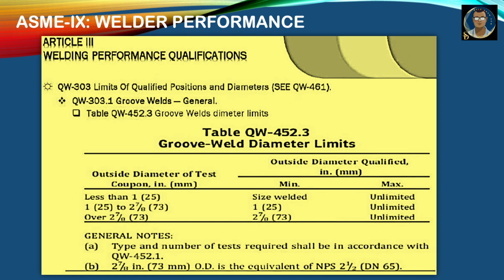For the groove and fillet, he will be qualified for all. Article 3 is welding performance qualification. QW303, limits of qualified positions and diameter. QW461, very important table.